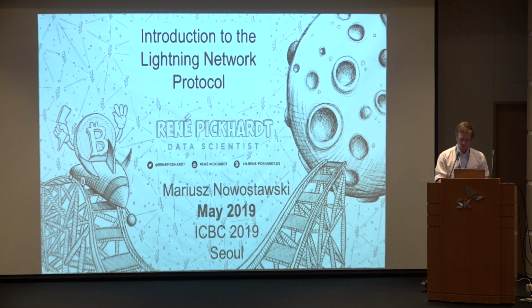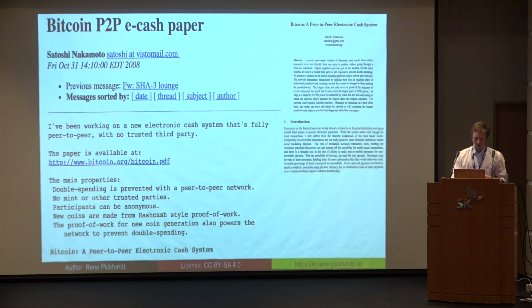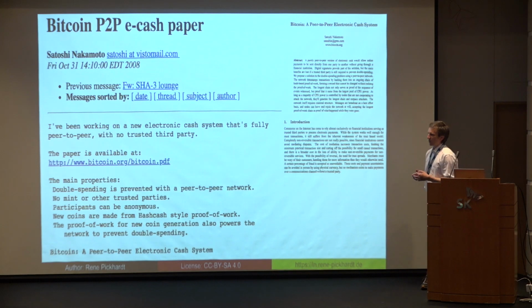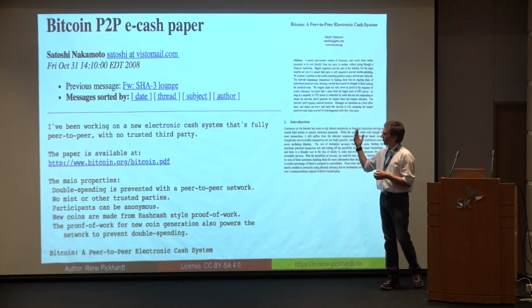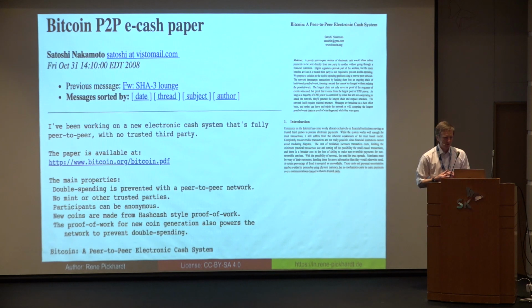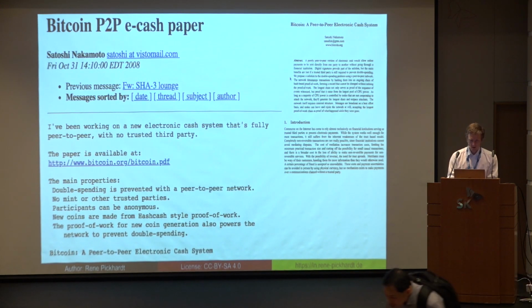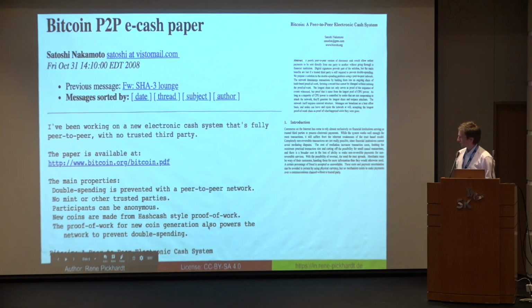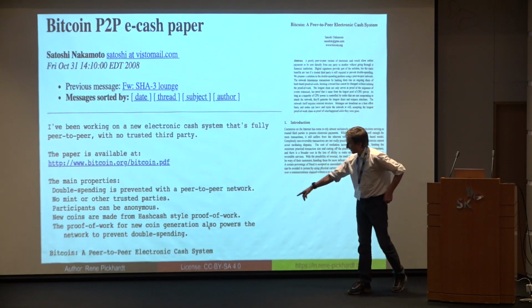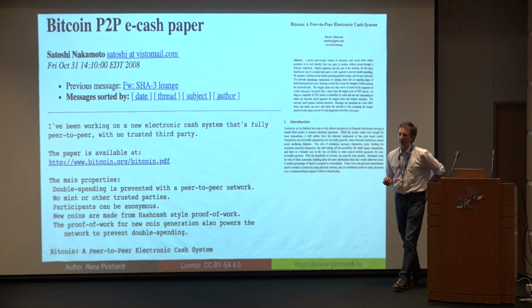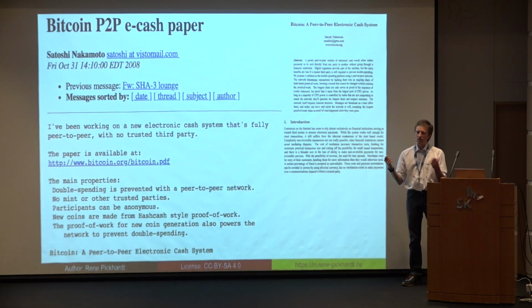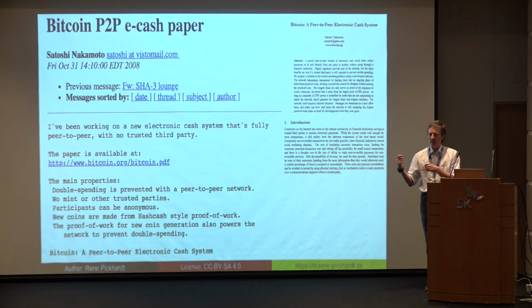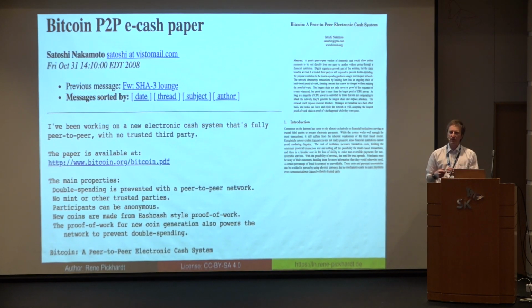So let us start with the blockchain and talk about cryptocurrencies, the original announcement from Satoshi about his working on an electronic cash system with no trusted third party. And the idea is, as he says, a peer-to-peer electronic cash system. Peer-to-peer cash, right? We can send money in a peer-to-peer fashion.